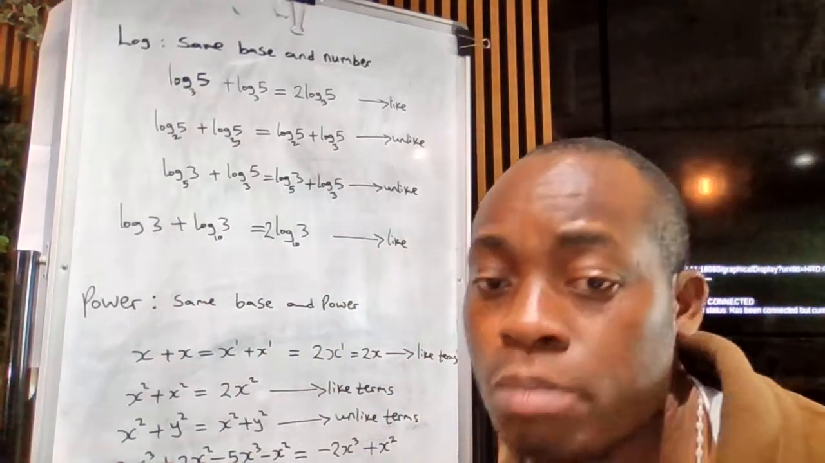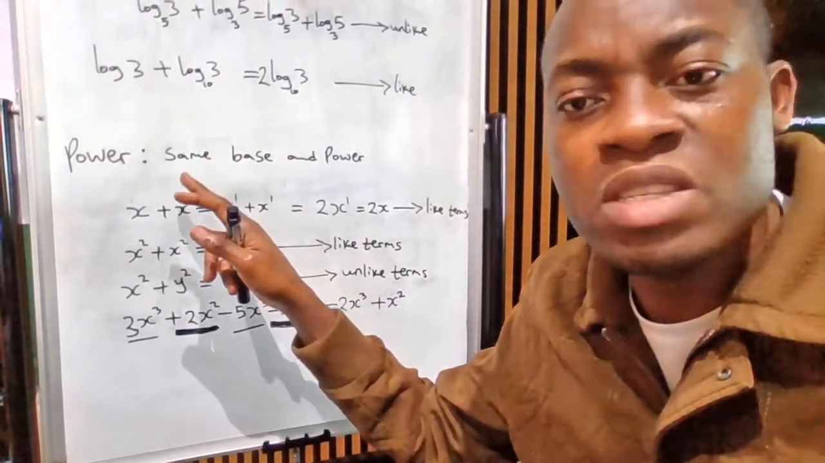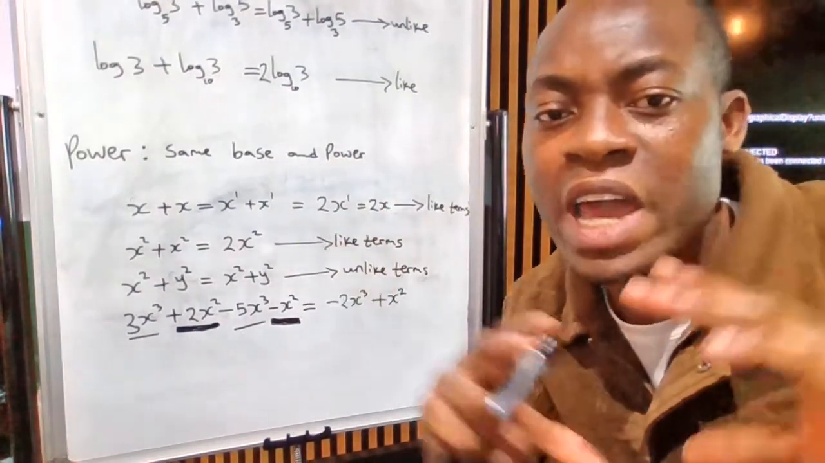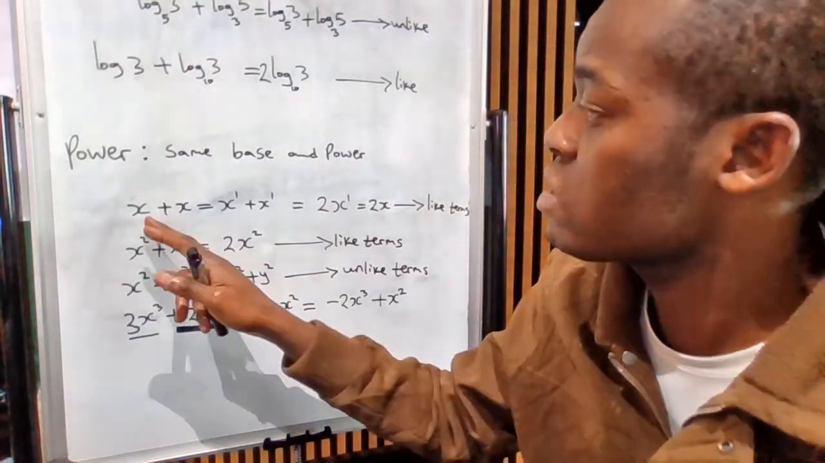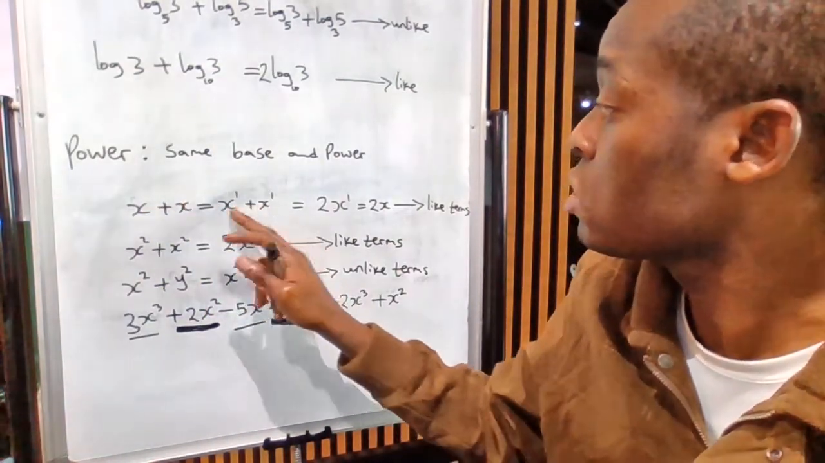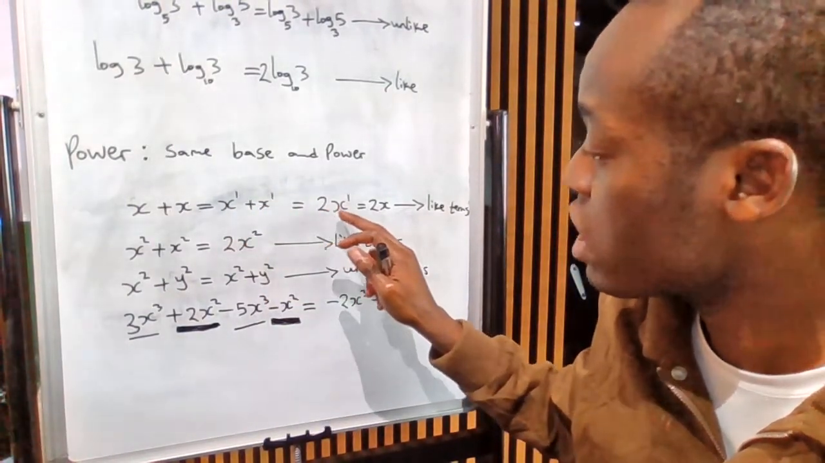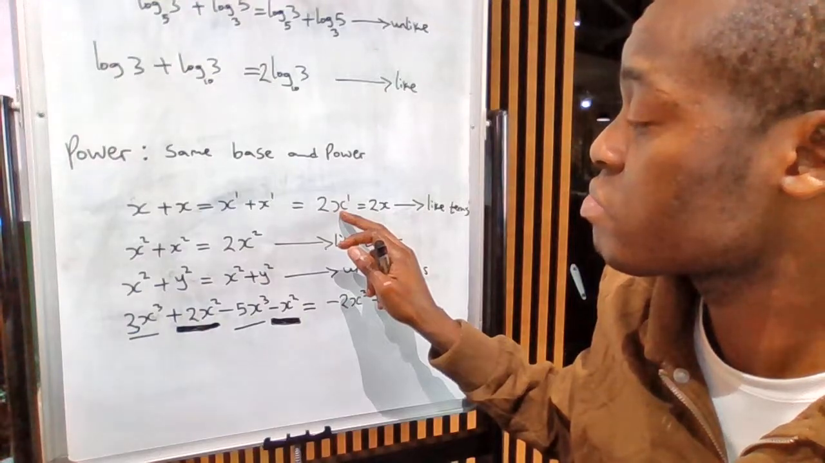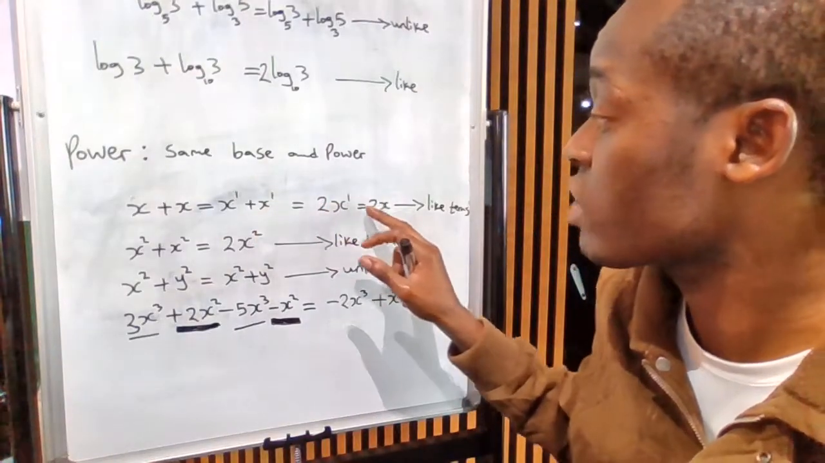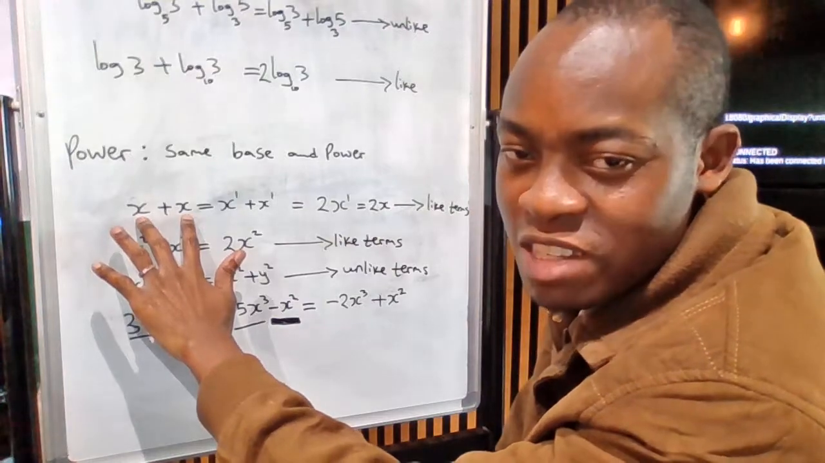Then we move to power. Under power, it must have the same base and power before you can refer to them as what? Like terms. That is s plus s. This one is raised to power 1, raised to power 1. So the power is the same. The base is the same. That is 2s. The s is still the same thing as power 1. The power will not change. That is the answer, s plus s, the same alphabet, don't forget.